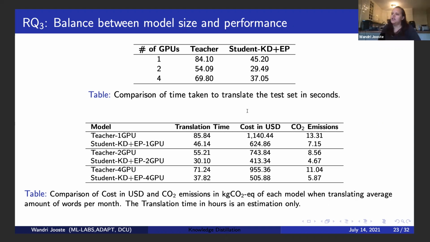these models. So the cost, if you're using AWS and a dynamic instance where you just pay for the usage of the GPUs, you can see that in the translation or deployment phase, using the student models, because they're so much smaller, they translate faster. So it's almost double the amount to use the teacher model, and the emissions are also almost doubled.